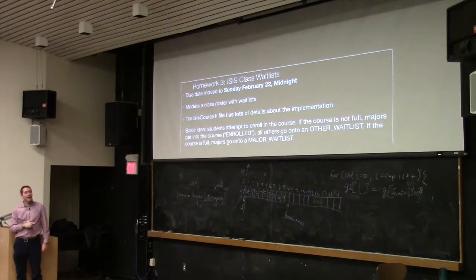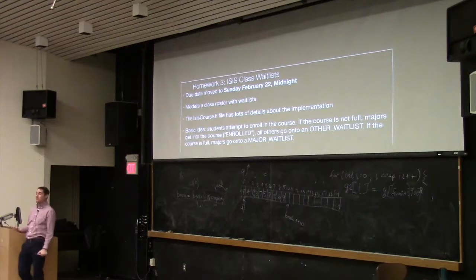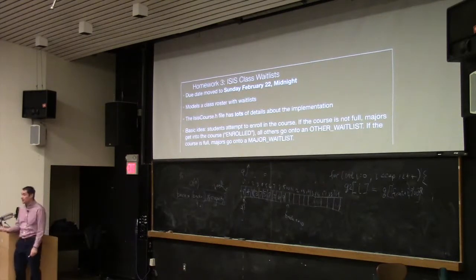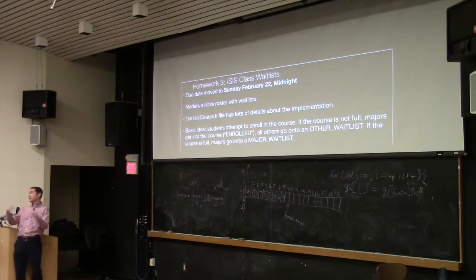Homework 3 is on class waitlists. So when you signed up for this class, if you are not a major, you would have been put into a waitlist for the class. I don't even think the class allowed non-majors to actually enroll until we figured out the waitlist. And then it turns out I just let everybody in, because what I do is I increase the capacity of the class so that everybody could get in. Right? This homework assignment just models this.